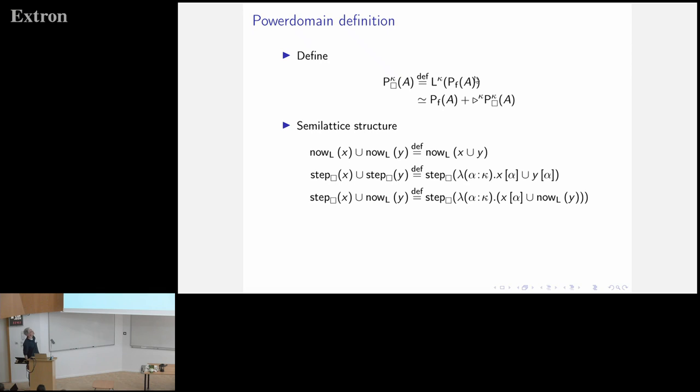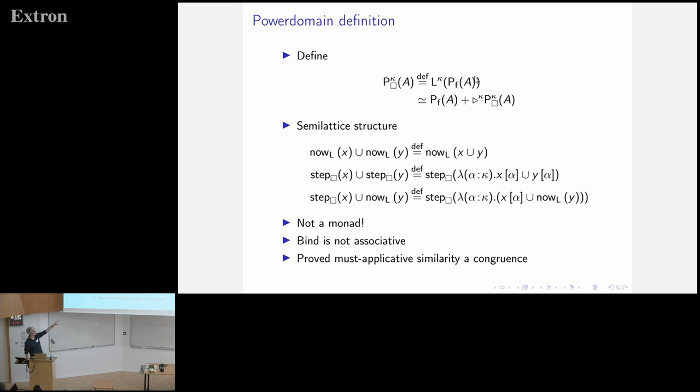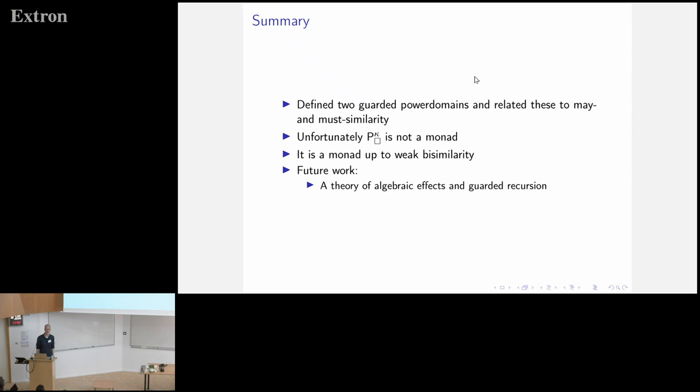And just to make the story short here, one interesting thing about this is that this is not a monad, it has a bind operation, but the bind operation is not associative, and that's a curious thing here. But still, we could do the proof for must similarity being a congruence, also in type theory, using similar techniques to the previous one. So this monad here, well, which is not a monad, it does satisfy associativity of bind up to weak bisimilarity. And so we're working on fixing this and having a theory of general combinations of guarded recursion and computational effects. So that I mentioned the future work.